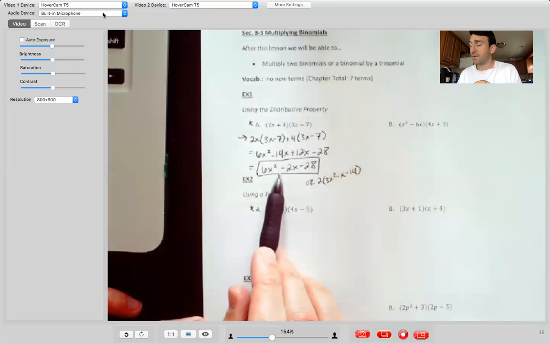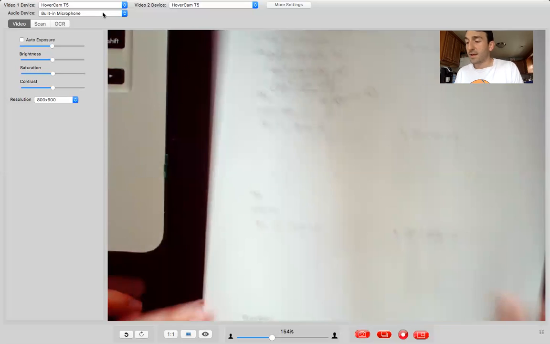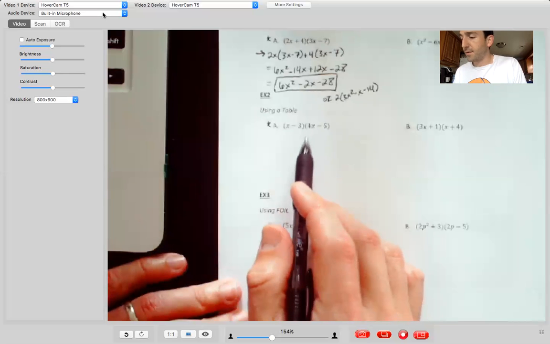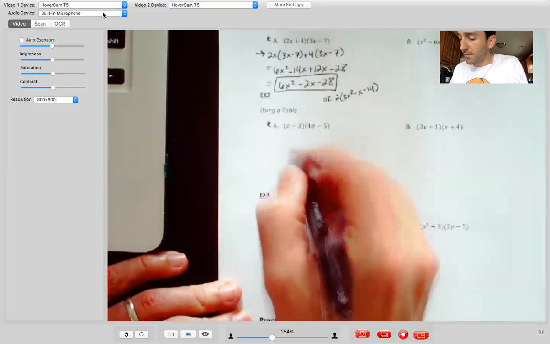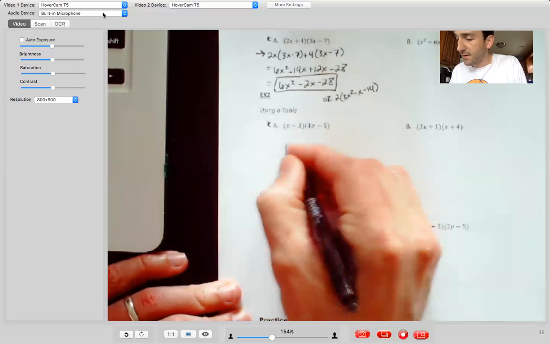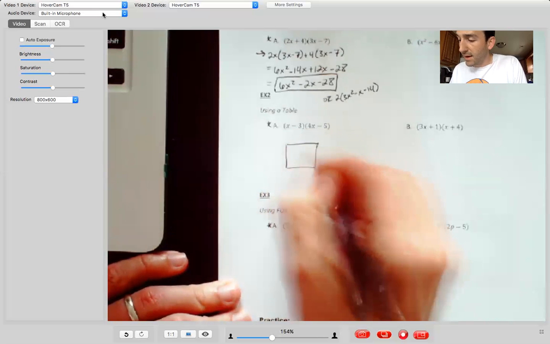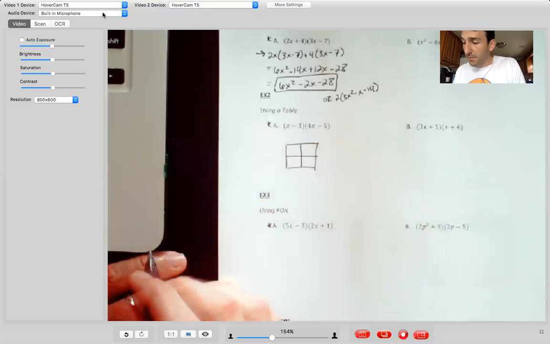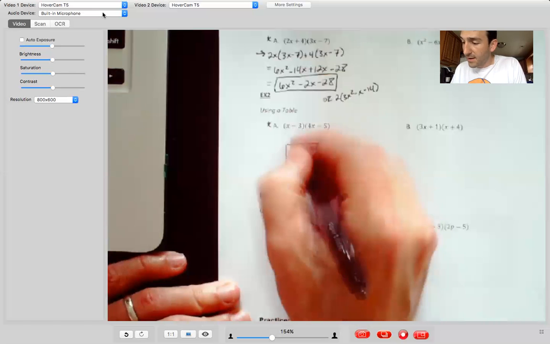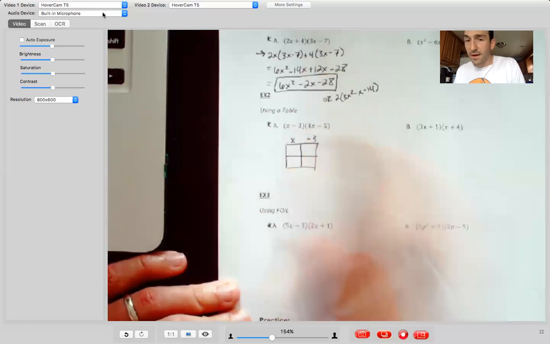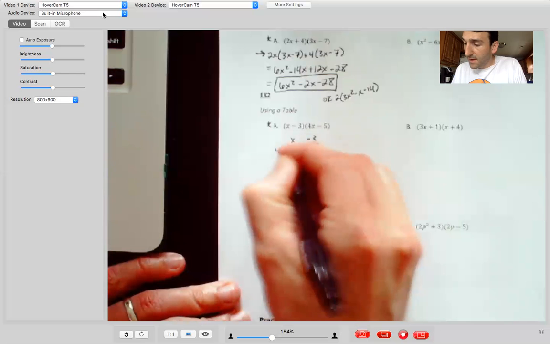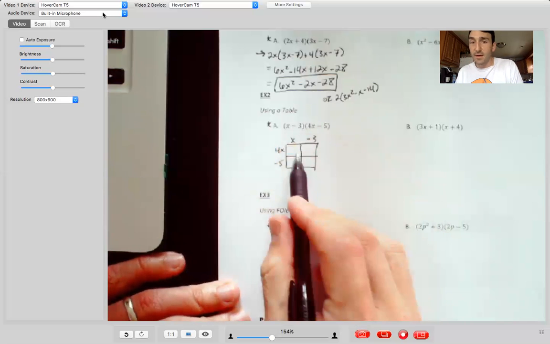Okay, so that's an example of the distributive property. Using a table, I would say if you're more of a visual learner, this might be helpful for you. So this is going to be a 2 by 2 table, so just make yourself a box and divide it into fourths. All right, so then we can put the x and the minus 3 either across the top or down the left-hand side, and then the other one down the left-hand side. So the 4x and the minus 5.